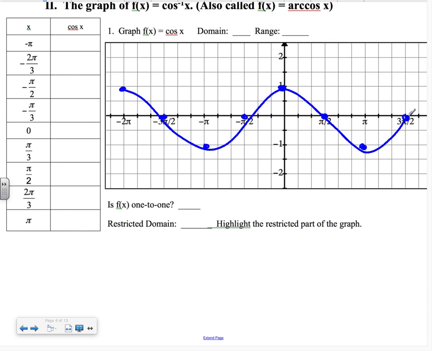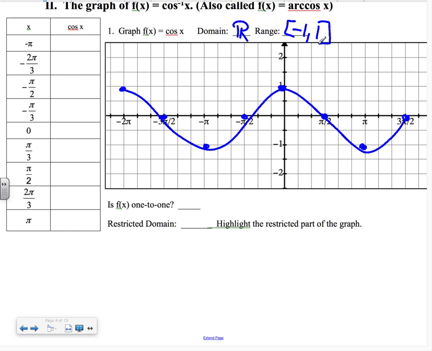Okay, there's cosine. What's the domain of this graph? All reals. And the range? -1 to 1. All right, same question. Is it 1 to 1? Nope, right? So guess what they're going to do? They're going to restrict the domain again, right?